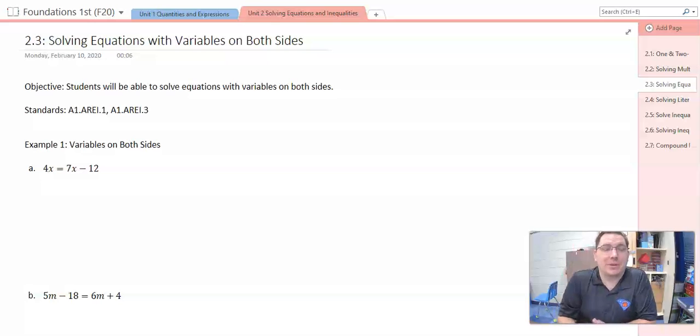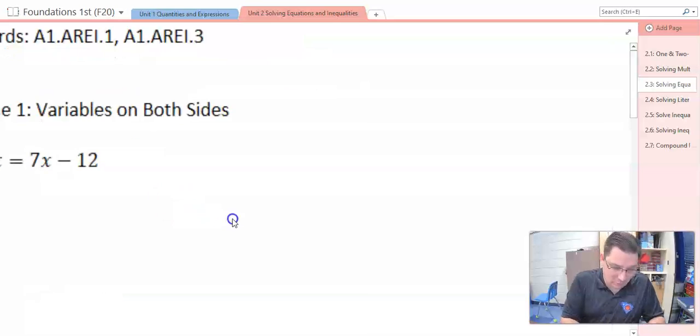Hey there, y'all. Today we're going to look at 2.3 on solving equations with variables on both sides. In this section, we're going to look at equations that literally have variables on both sides of the equal sign, and that's what you're going to be able to solve. We're continuing those AREI standards of 1 and 3 that we talked about in 2.1. Let's look at some examples of how to solve equations with variables on both sides.